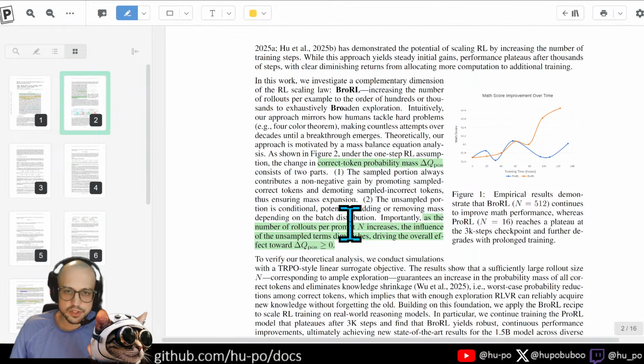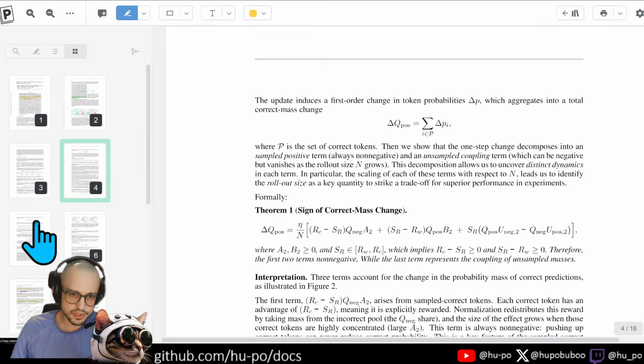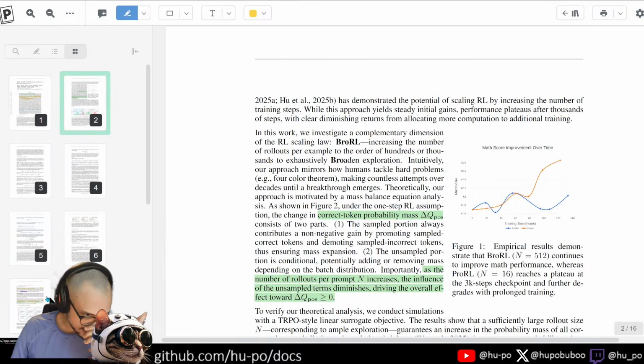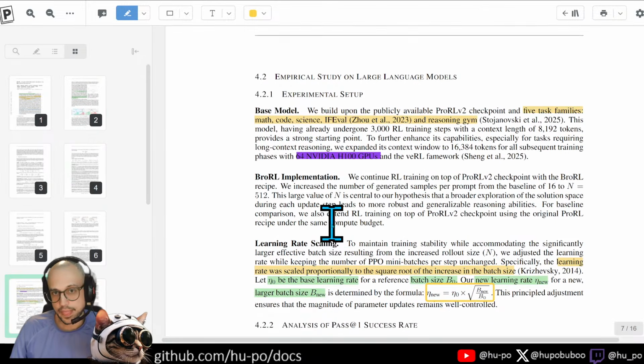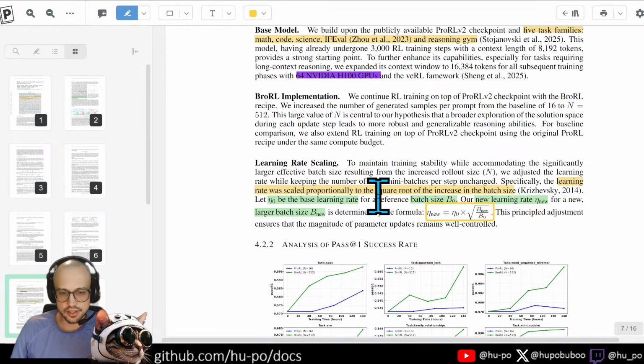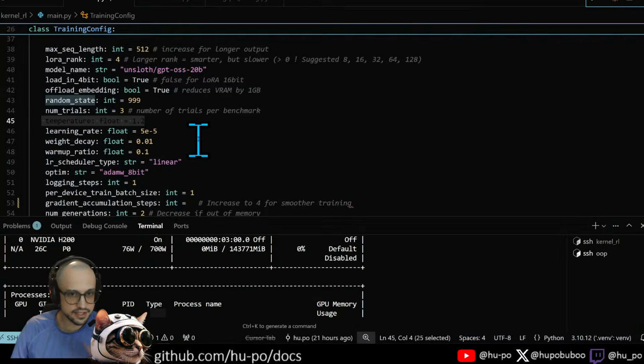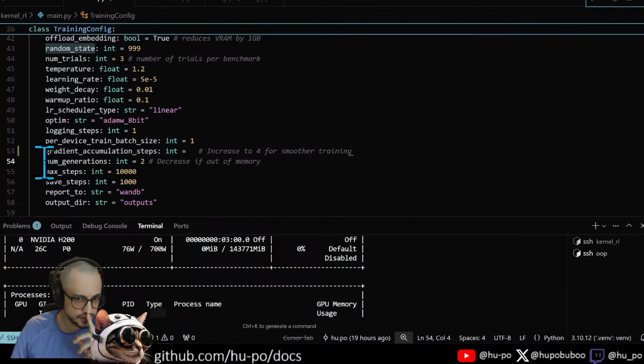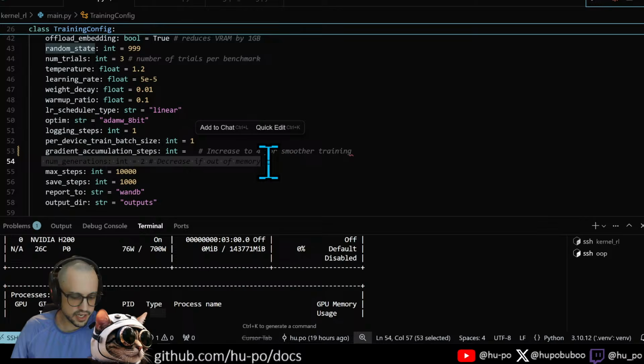As the number of rollouts per prompt increases, the influence of the unsampled terms diminishes, driving the overall effect towards Q positive greater than 0. So the correct token probability mass increases. Most of this paper is just theoretical grounding, but the main learning here is that you want this number here, num generations, to be as big as possible, right?